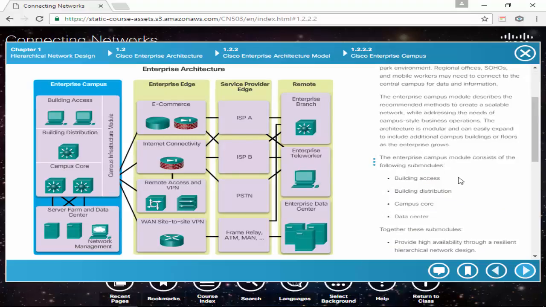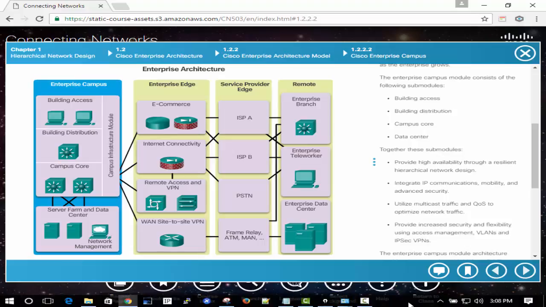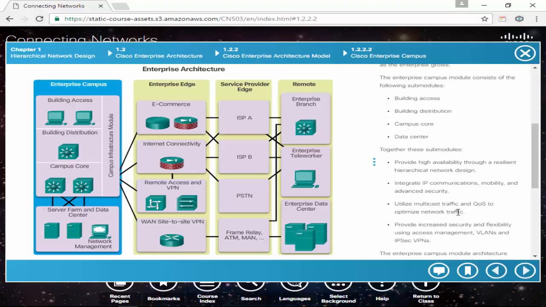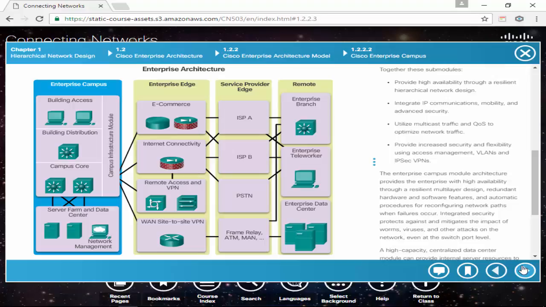The Enterprise Campus module consists of the following submodules: building access, building distribution, campus core, and data center. Together, they provide high availability through a resilient hierarchical network. And notice, just because it shows two doesn't mean there's two. I want to stress that there are a lot of devices. They integrate IP communications, mobility, and advanced security, utilize multicast traffic and QoS to optimize network traffic, and provide increased security and flexibility using access management, VLANs, and IPsec VPNs.